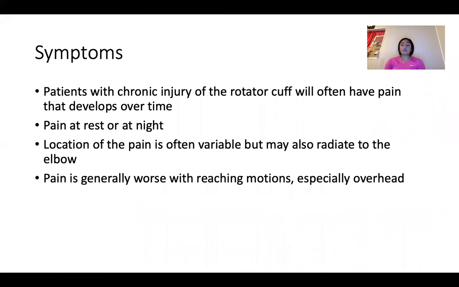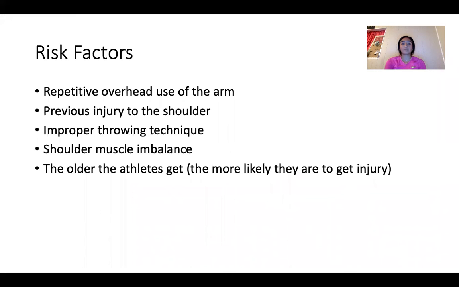Some symptoms of rotator cuff injury strains: patients with chronic injury of the rotator cuff will often have pain that develops over time. You could have pain at rest or at night. The location of the pain is often variable, but may also radiate to the elbow. And then your pain is generally worse with reaching motions, especially overhead, such as in softball.